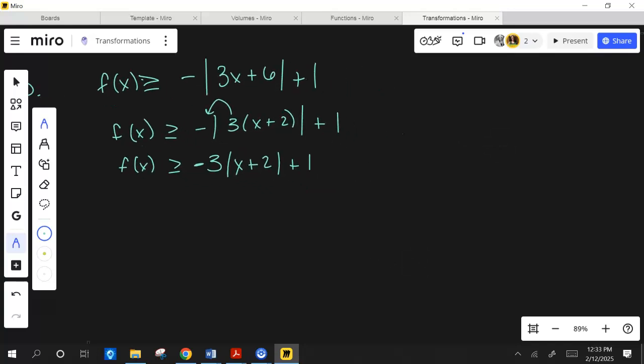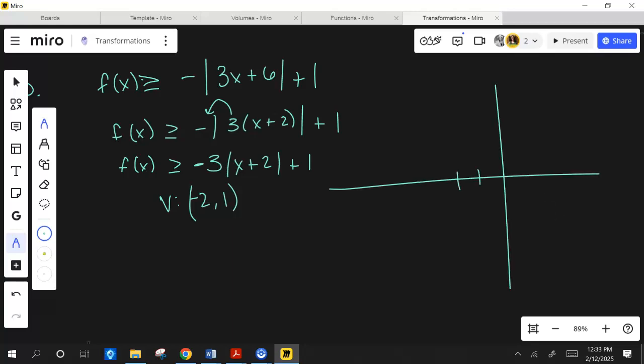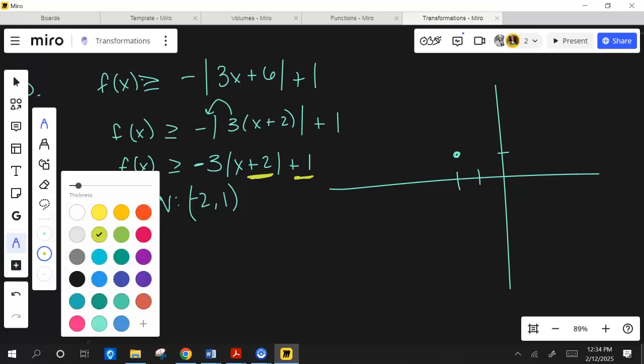Now, I want to find the vertex of this, yes? What is the vertex? Negative 2, 1. Is anybody confused about how I got that point? All right. Negative 2, 1. Where are you confused, Sawyer? So the vertex is the opposite of this, the same as that. That's it for the vertex. It's that easy.